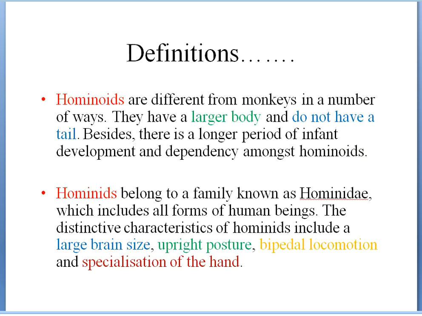Further, hominoids. Hominoids are different from monkeys in a number of ways. They have a larger body and do not have a tail. Besides, there is a longer period of infant development and dependency amongst hominoids. Further, hominids evolved from hominoids and belong to a family known as hominid, which includes all forms of human beings. The distinctive characteristics of hominids include a large brain size, upright posture, bipedal locomotion, and specialization of the hand.